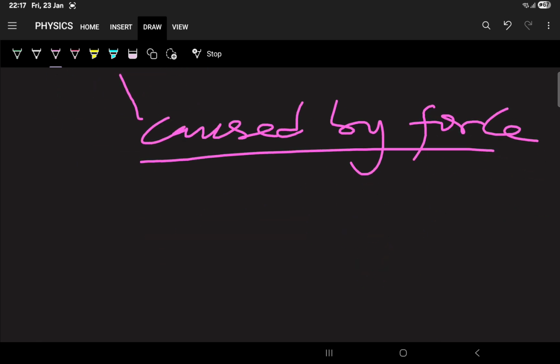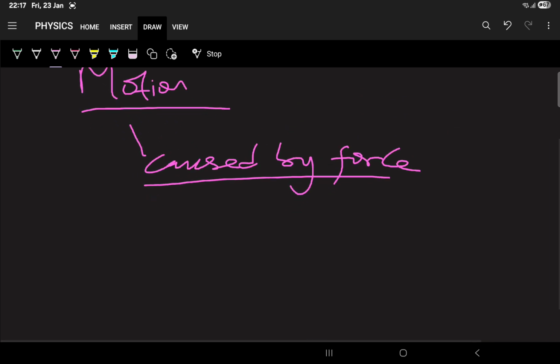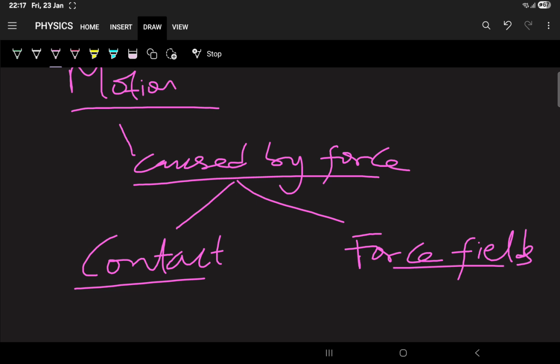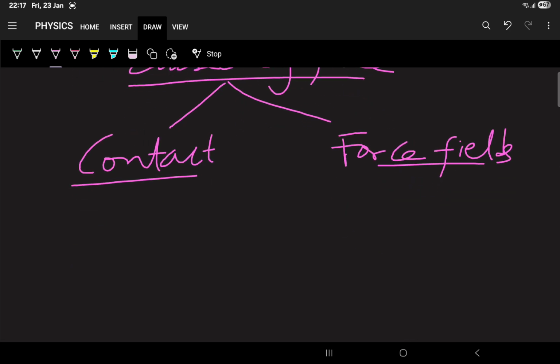Now, the force which causes motion can be in two forms. It can be in contact, that is the contact force, and non-contact force or force fields. Now, under contact force, this involves direct contact with the object, as it implies contact force. Examples include pull, push, tension, etc.